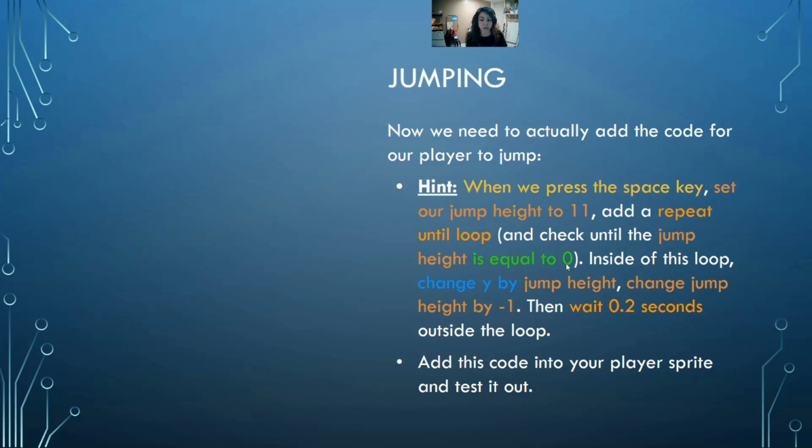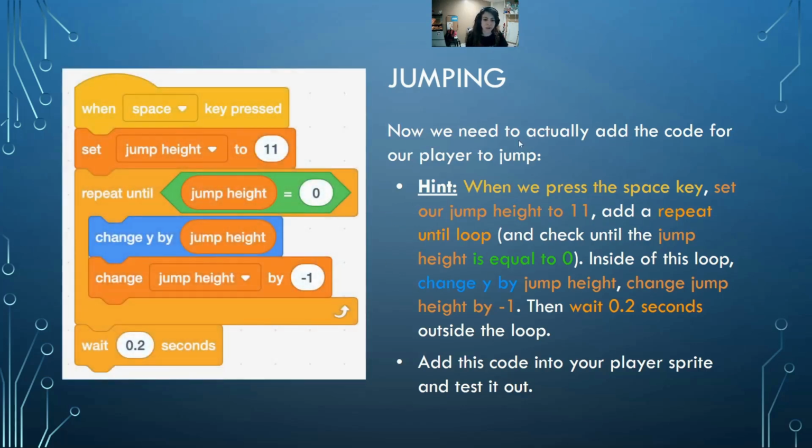That way we're back on the ground. And inside this loop, change Y by jump height and change jump height by -1. Then wait 0.2 seconds outside the loop. So let's add this code into our player sprite and test it out.